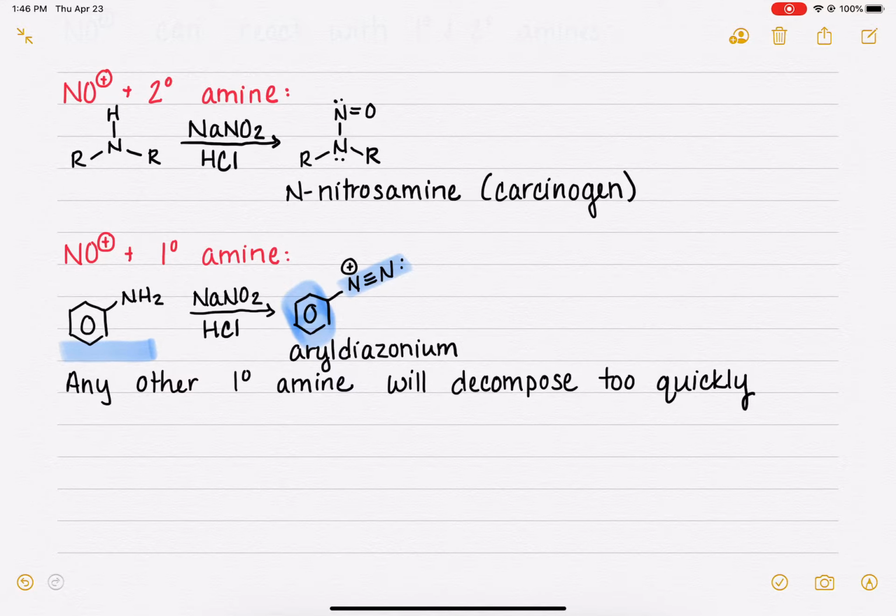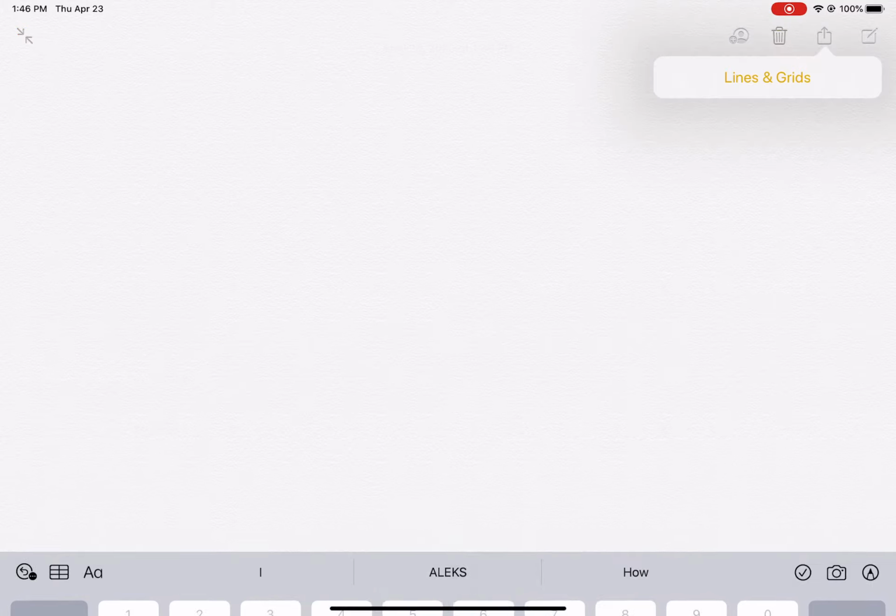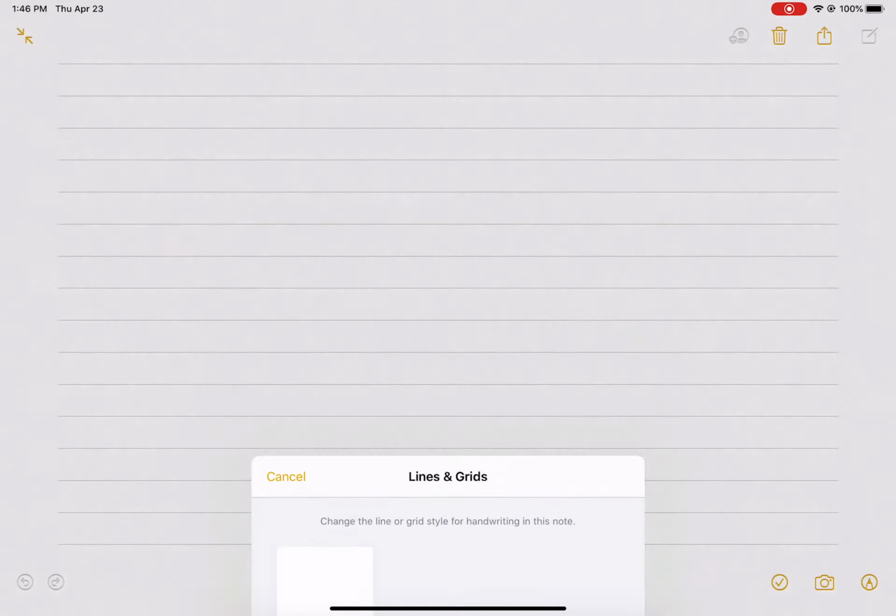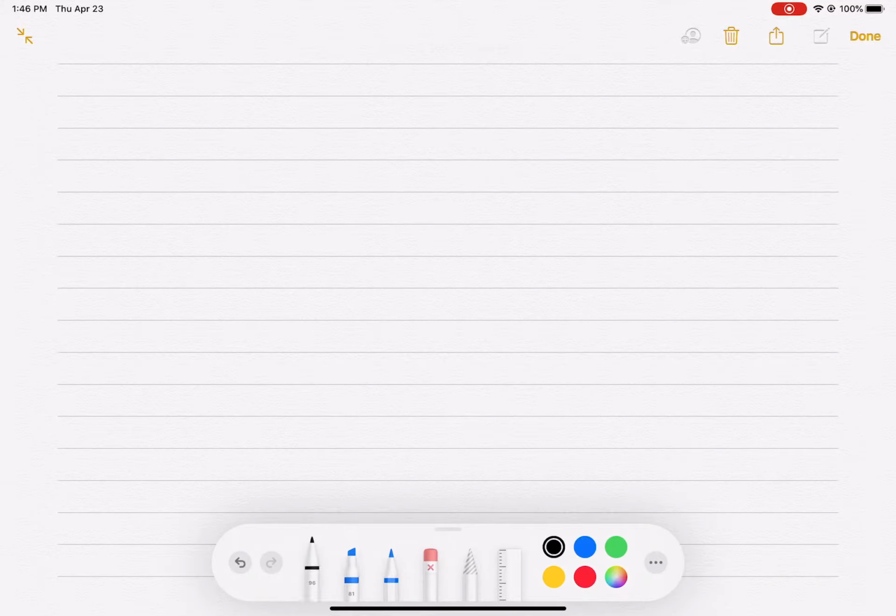So let's look at the reactions that these Aryldiazoniums can do now, because like I said, they're really synthetically useful reactions. This would be a really exciting moment if we were in class, because this is actually your last section of the chapter, of the quarter, of the whole entire year.